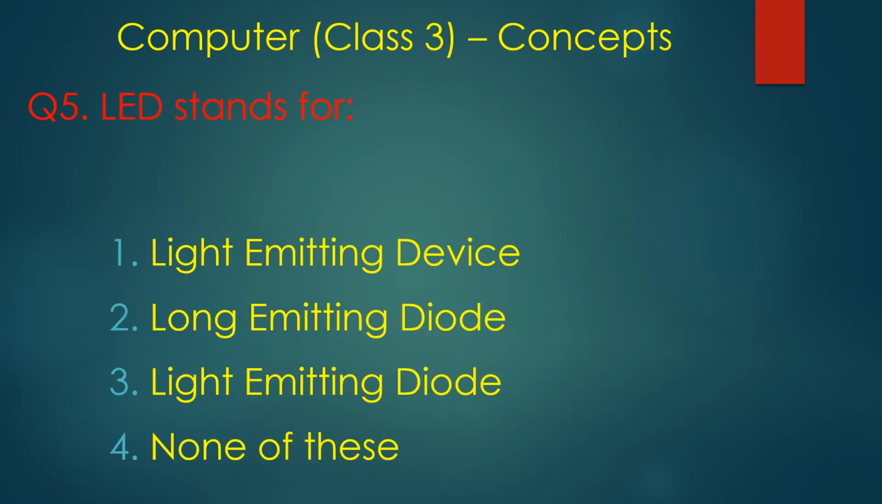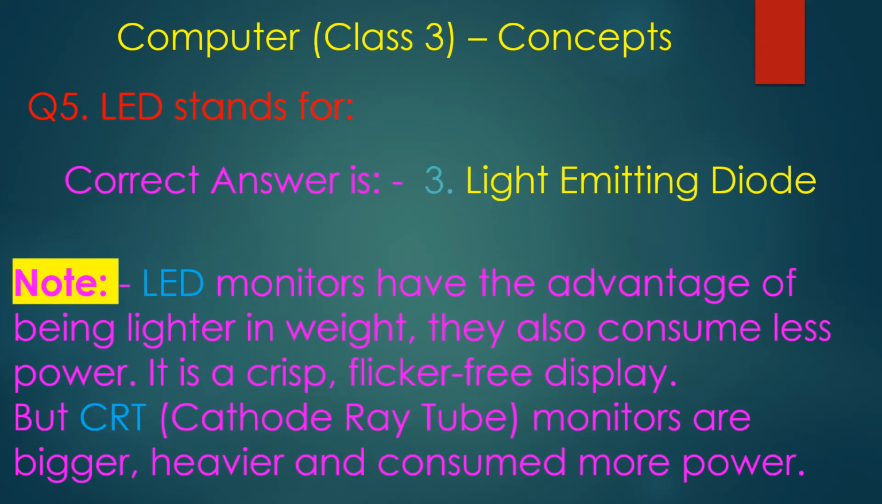LED stands for what? Light emitting device, long emitting diode, light emitting diode, none of these. LED stands for light emitting diode. There are two types of monitor, LED and CRT. LED monitors have the advantage of being lighter in weight. They also consume less power. It is a crisp, flicker free display. CRT, cathode ray tube monitors are bigger than LED, heavier and consume more power than LED.